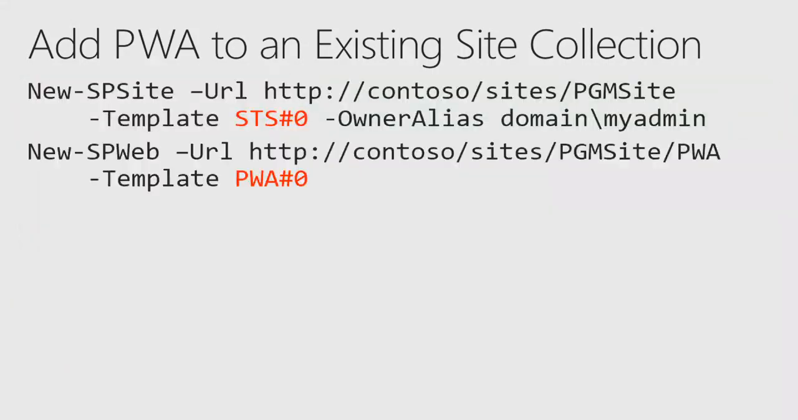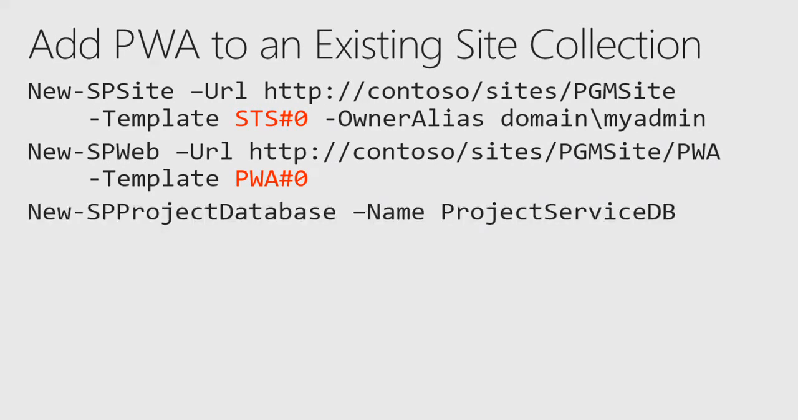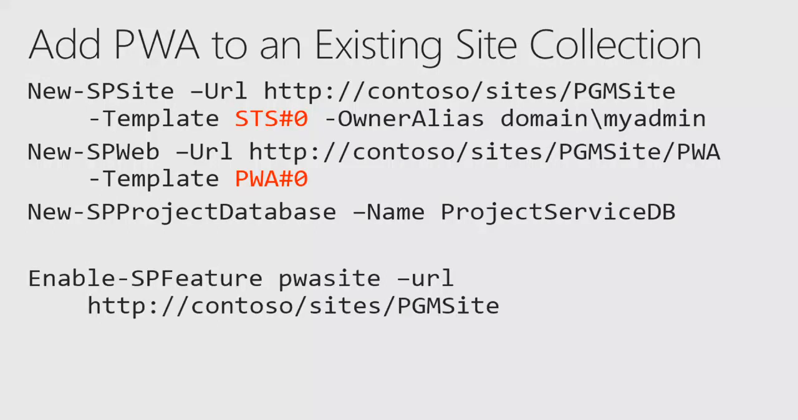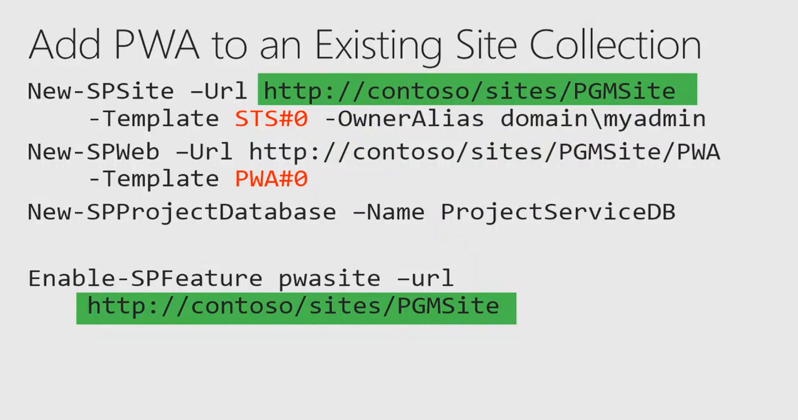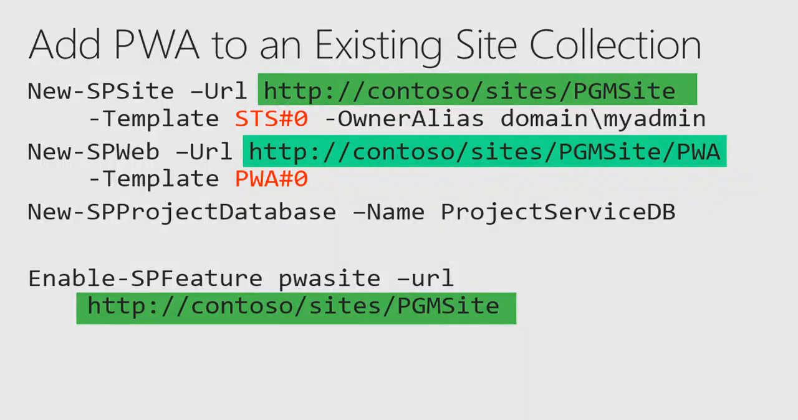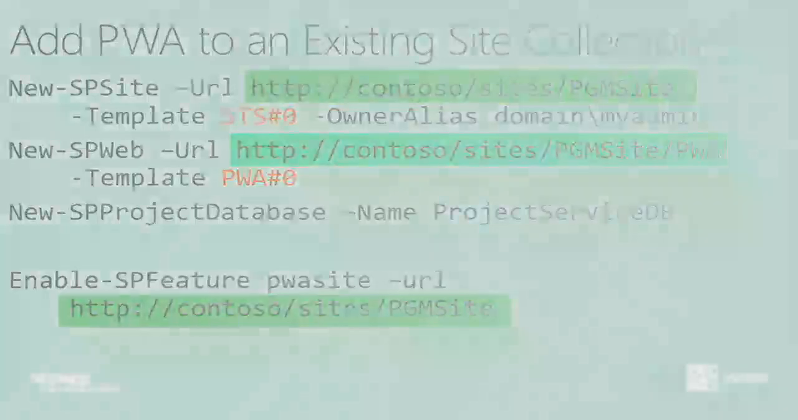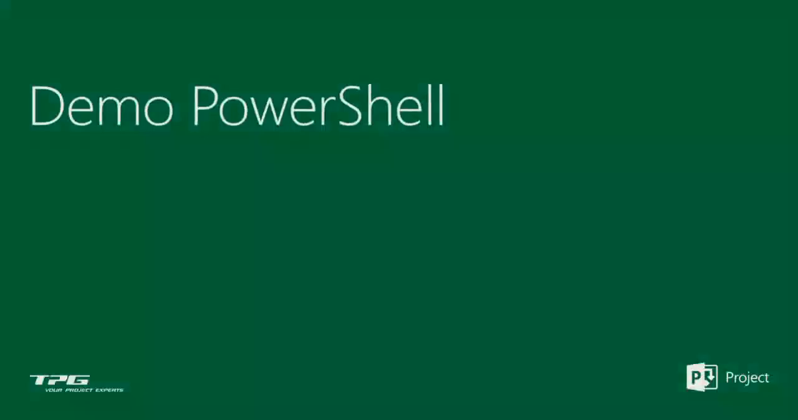In PowerShell, the first two are just SharePoint cmdlets, New-SPSite and New-SPWeb. You can see the URL; you just add it after. Then New-SPProjectDatabase, and then you enable the feature at the site collection level, not at PWA. PWA is just the web that looks green from the SharePoint admin's perspective. Everything is at the site collection level. So now let's go on and see if it's all done.